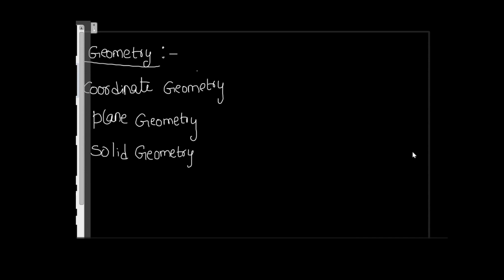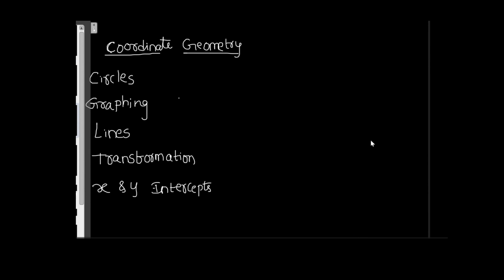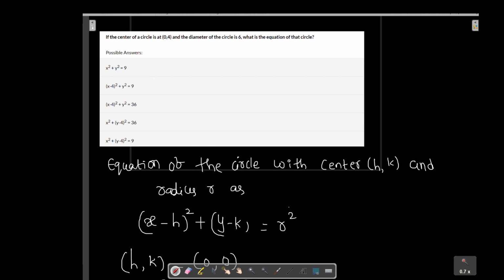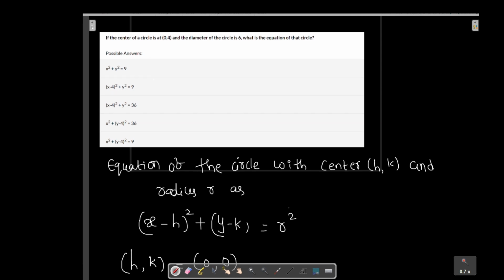In geometry, we have three subconcepts: coordinate geometry, plane geometry, and solid geometry. Again, in coordinate geometry, we have circles, graphing, lines, transformation, x and y intercepts. Today, we do some of the problems from circles. Okay, let's see the first question.